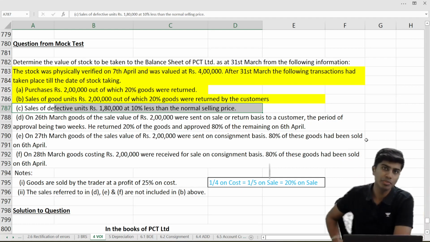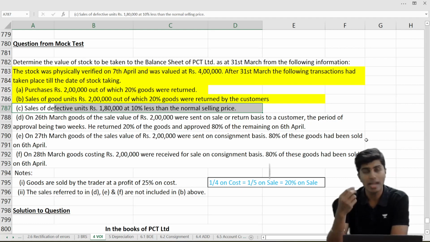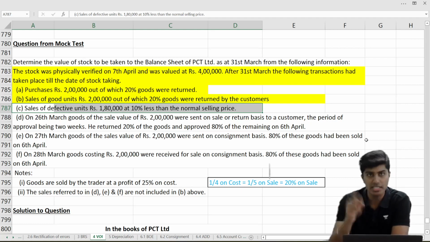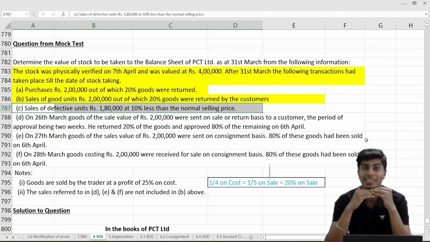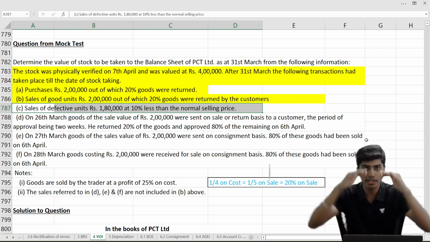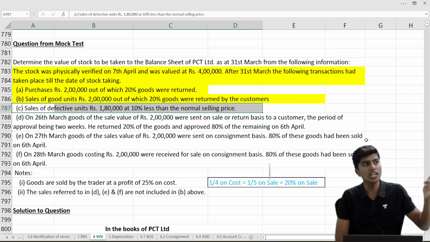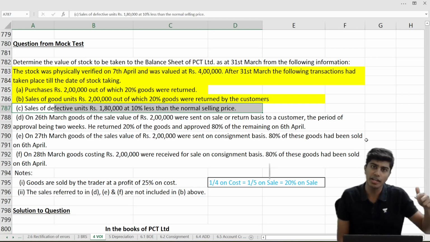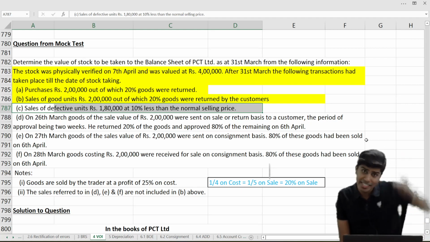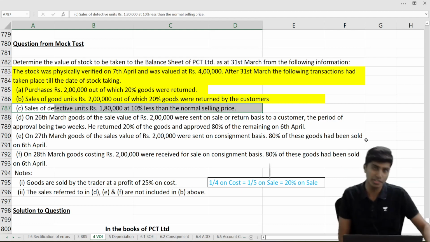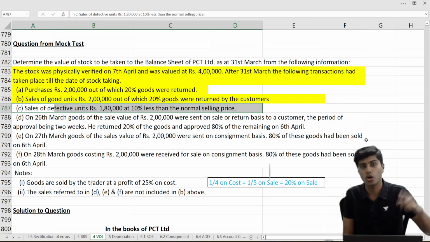How is this different? The different part is that in adjustment B, the sales is of good units. In adjustment C, sales is of defective units. Because the units are defective, you have not sold them at the regular sales margin. You sold it at a price which is 10% lesser than the normal selling price. Usually if you sell it at 100, here you sell it at 90. When the selling price decreases by 10%, margin also will decrease. Do you get that? So the cost of the goods will be different.